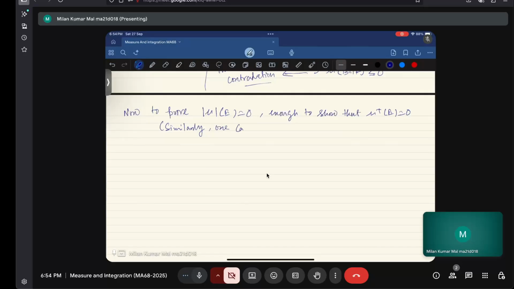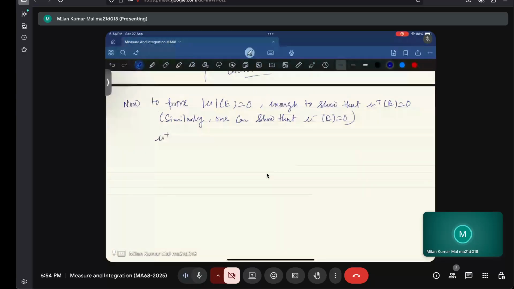Similarly, mu minus is equal to 0. So why mu plus equals 0? Because mu plus of E is equal to mu of F for all subsets. Okay. So this is done.